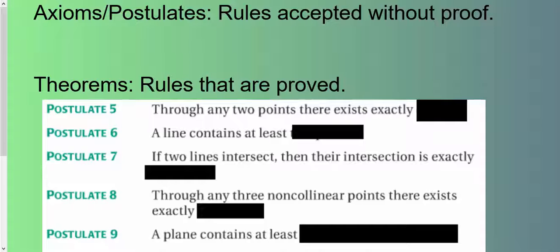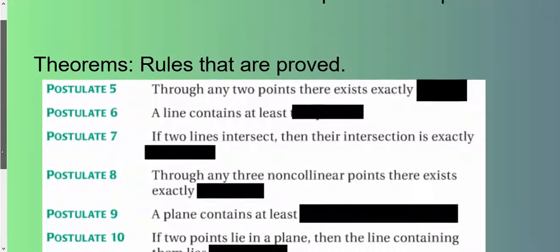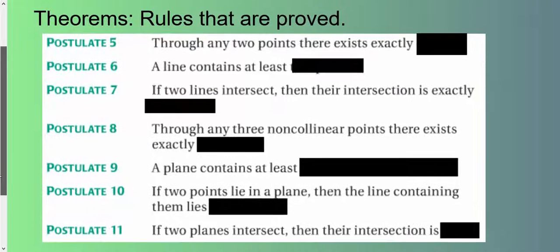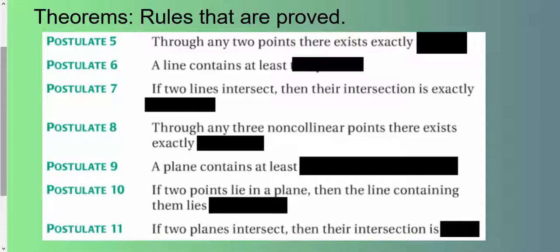So you're going to want to jot these down in your notes. There's a lot of them, and we're going to be referencing them a lot. I don't memorize these. It's just too much work to memorize these. So if you forget which postulate is which, that's okay. You just need to know the concepts.